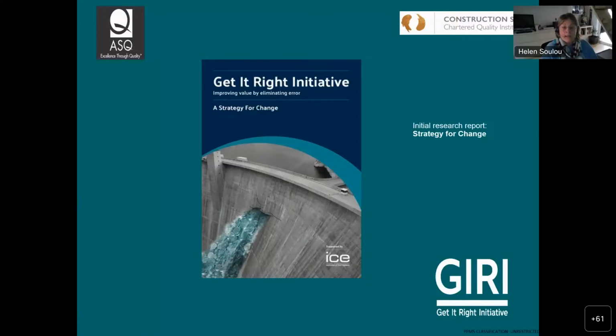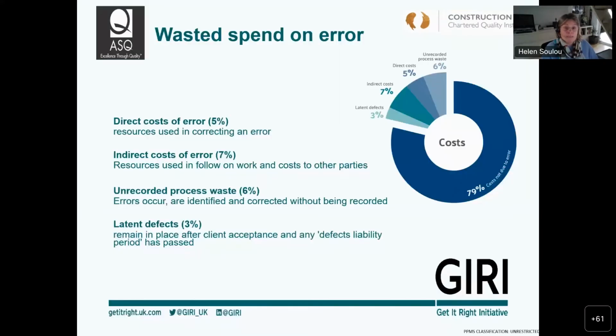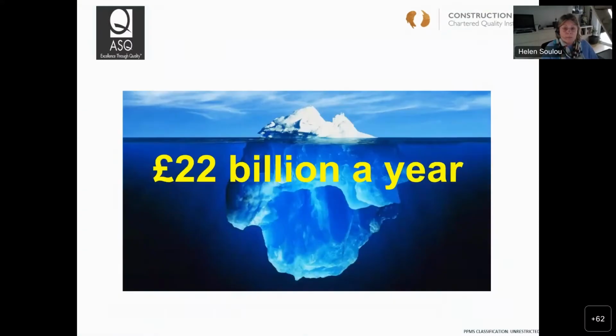And the biggest thing that this research did was to give us an idea of the wasted spend on error. Of course, we all knew that there were hidden costs of error, but it tried to estimate the hidden cost of error. It gave us an idea of the overall cost from the project cost to be 21%, which actually means that we are wasting about 22 billion a year in the UK in all forms of error, the ones that we record, the ones that we don't record, the ones that we know about, wasted working around making errors, correcting errors.